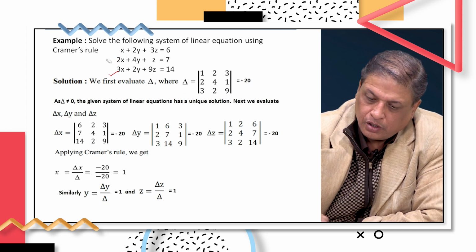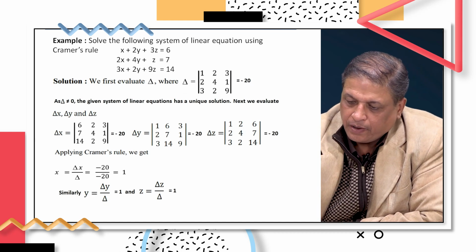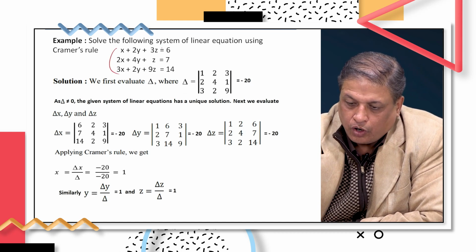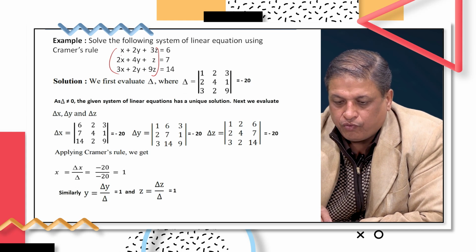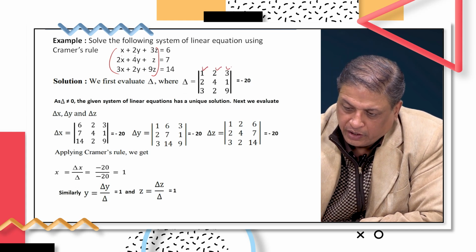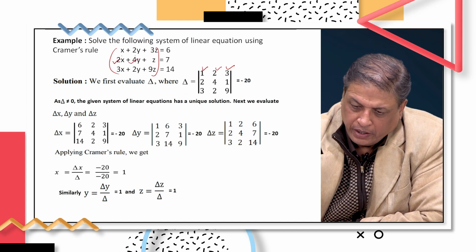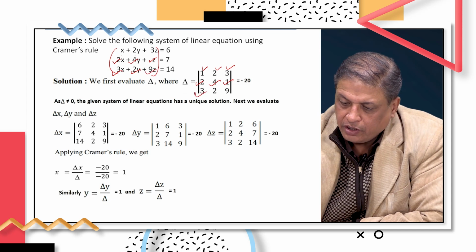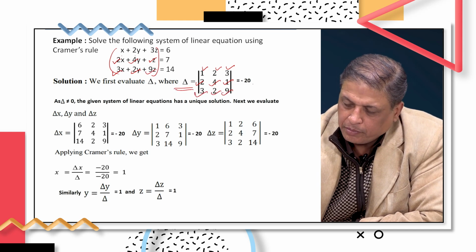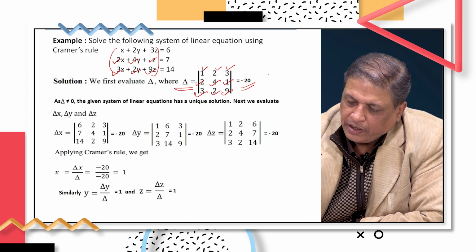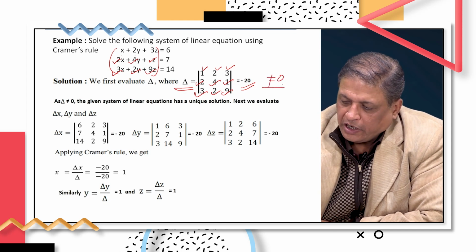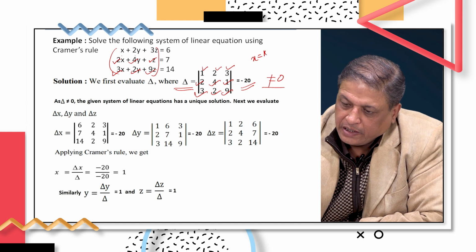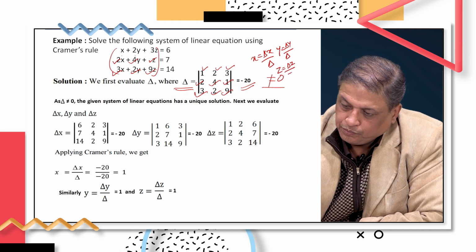Now, you first develop the value of delta. Delta will be comprised of the coefficients of x, y, z, which are 1, 2 and 3; 2, 4 and 1; 3, 2 and 9. Now, solving this determinant, you will find that it turns out to be minus 20, which is not equal to 0. So, that means we are ready to calculate x is equal to delta x by delta, y is equal to delta y by delta, and similarly z is equal to delta z by delta.